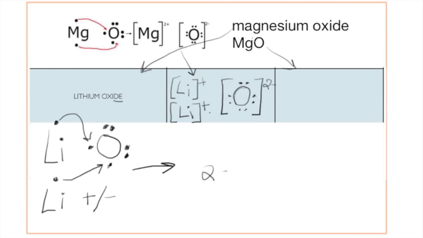And to write a formula, the formula just simply counts what's in this box here. So I have 2 lithiums. We would write that Li subscript 2 and 1 oxygen, O. In chemistry, we never write the ones, we just omit them. So that's how I would fill in a simple binary ionic compound.